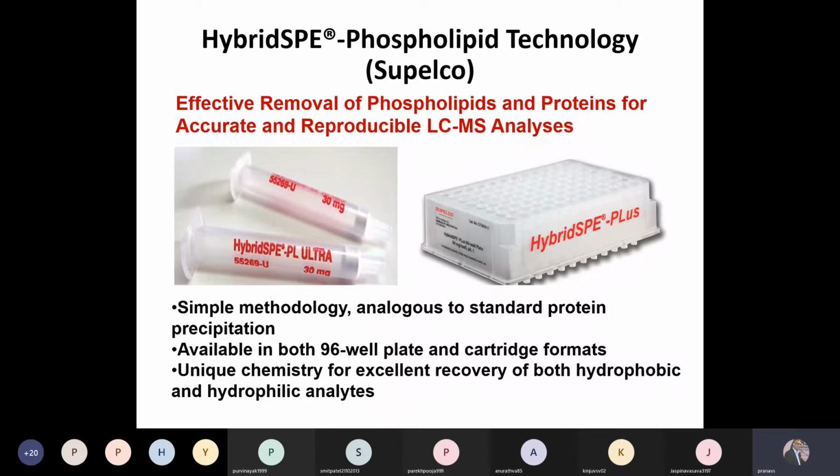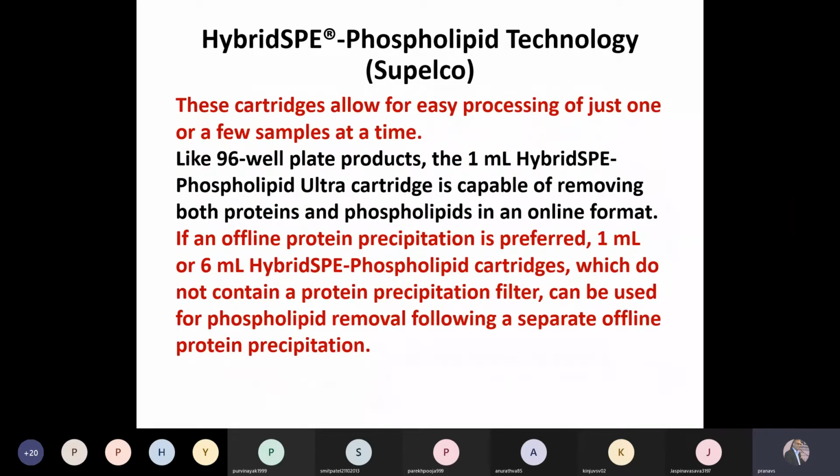And phospholipids, as I said, they will contain a phosphate group. So the phosphate group is more water liking, water soluble, whereas the other things which are present in your sample would be more of a hydrophobic kind of thing. So that is what is utilized here in hybrid SPE.